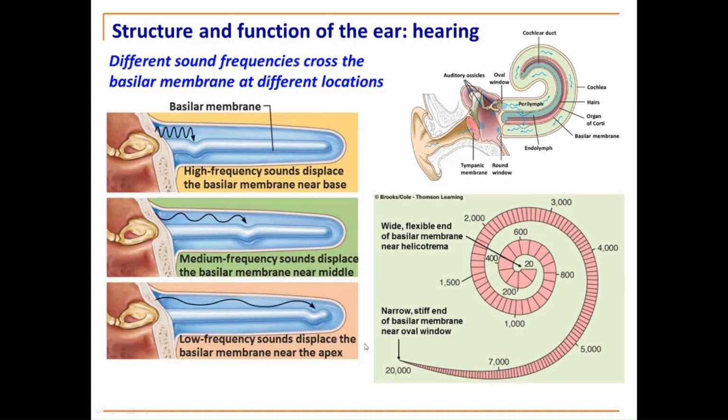And here it is, just to show you. At this region near the base, the basilar membrane is narrow and it's got a stiff end near the oval window, and so that's where you have the higher frequency. And then if you make your way all the way down to the apex, it's the wider and more flexible end of the basilar membrane. So that's for those deeper sounds.